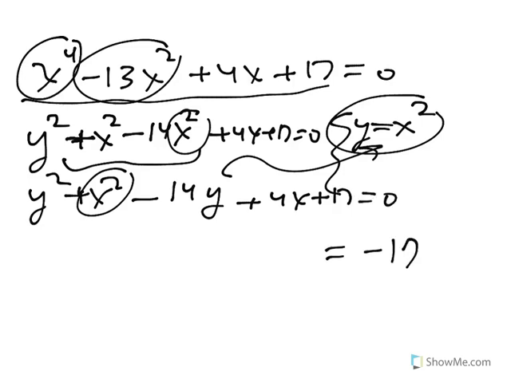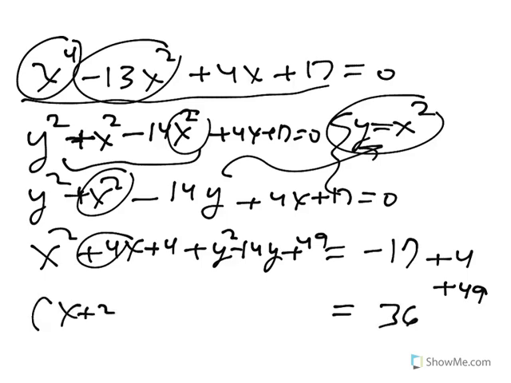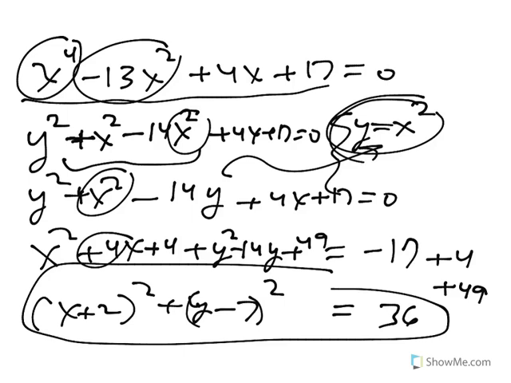And now move the 17 over to the right side, group the x squared and 4x together, leave a little space there, y squared minus 14y. And now we complete the square by adding 4, that's half of 4, which is 2, squared is 4, so add it to the other side also. Here, half of negative 14 is negative 7, squared is plus 49. This becomes 36 on the right-hand side. This becomes x plus 2 squared plus y minus 7 squared. This circle intersected with this parabola will get me my solutions.